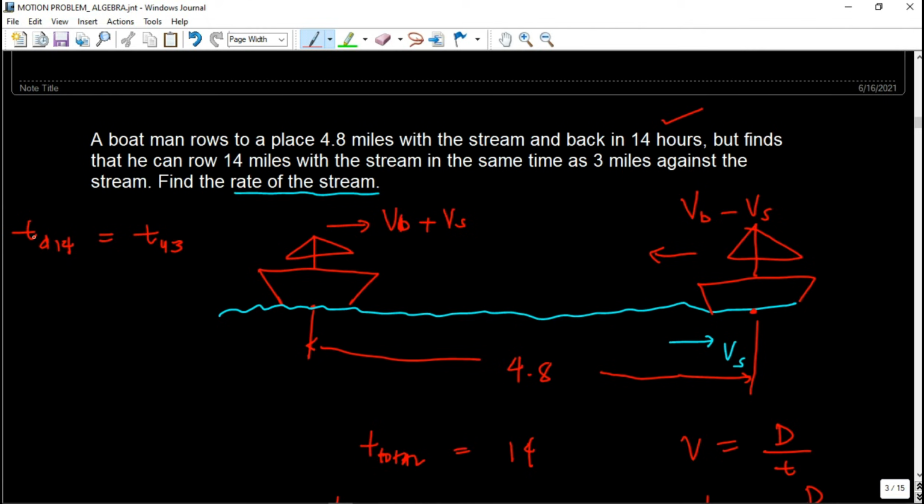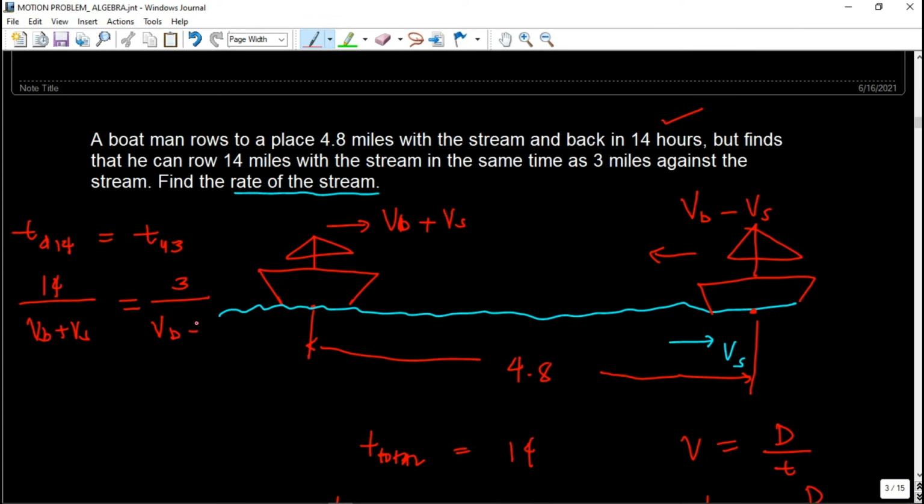So, the time traveling with the stream, that is downstream, 14 miles, is just equal to the time against the stream, upstream, 3 miles that he traveled there. So the distance is 14 miles all over, that is with the stream, VB plus VS. Then VB minus VS is 3 miles against the stream, 3 miles all over again.